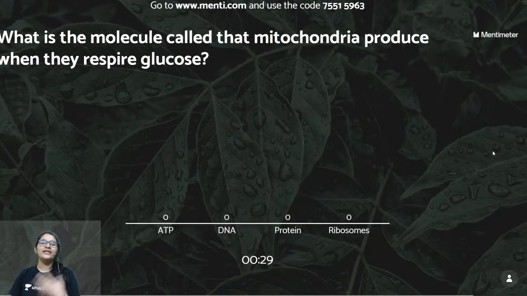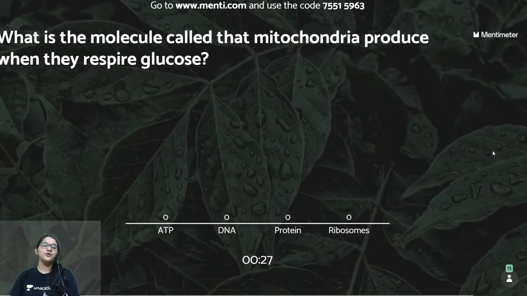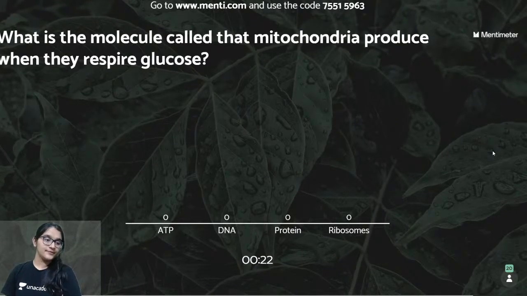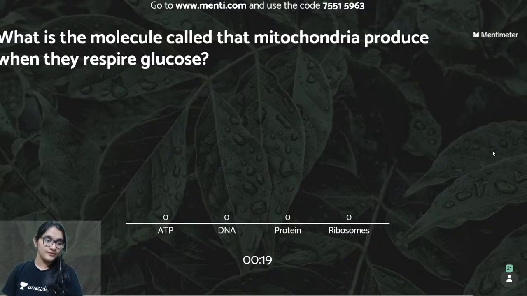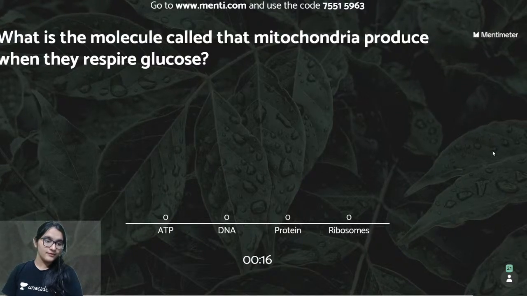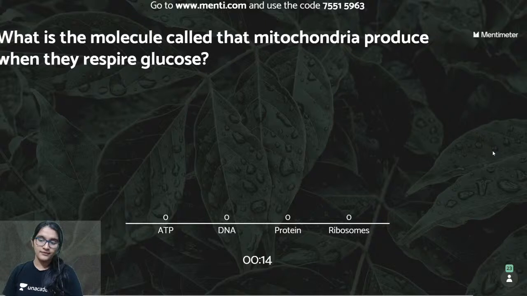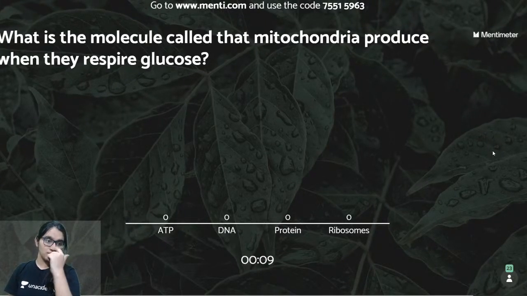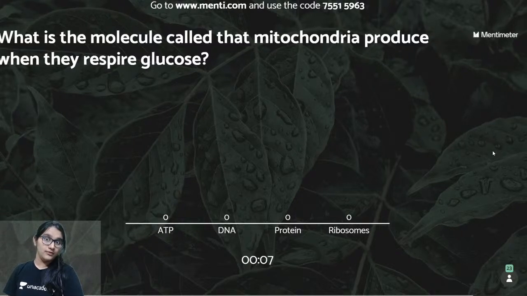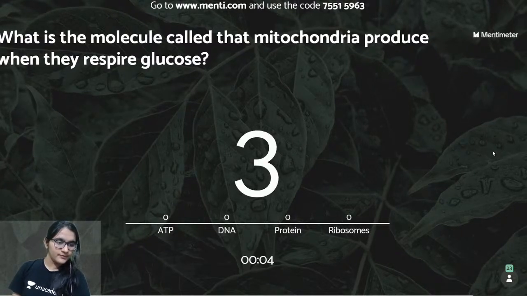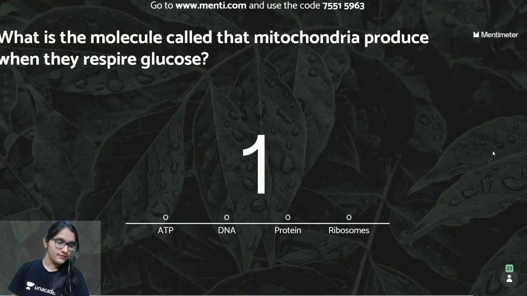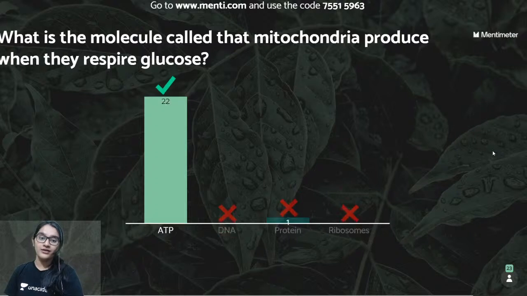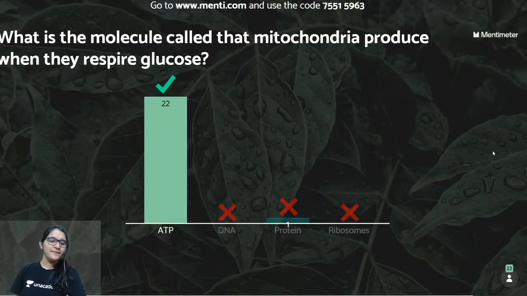What is the molecule called that mitochondria produce when they respire glucose? What do you think? Bolo, bolo, bolo. No, Ritik, unfortunately. I would love to know. The correct answer is ATP.